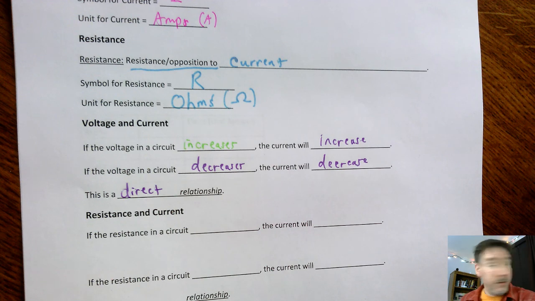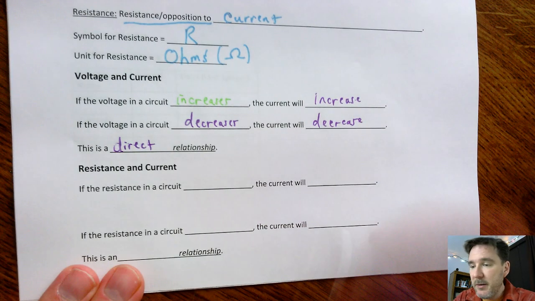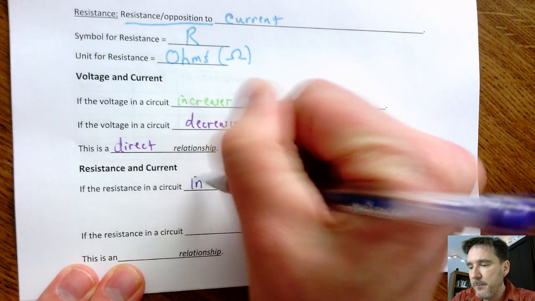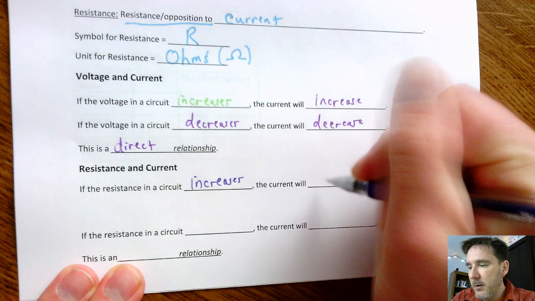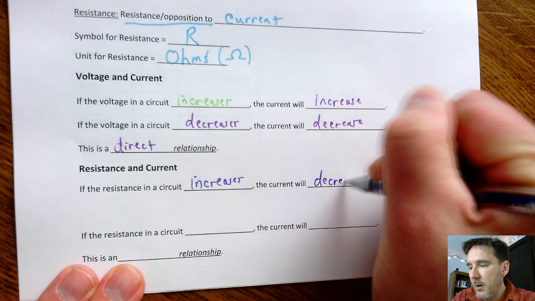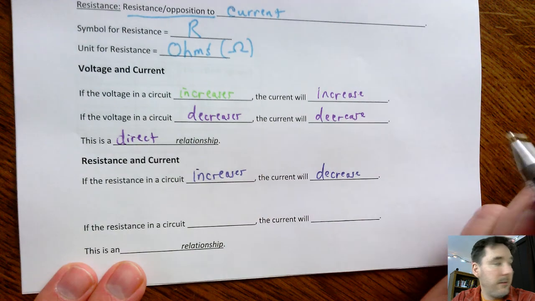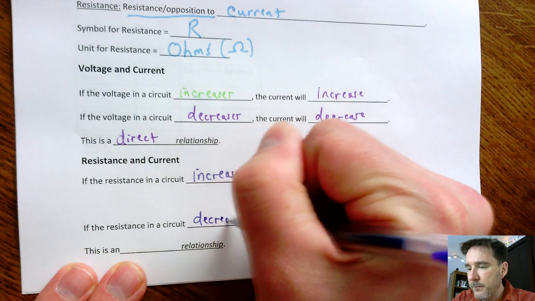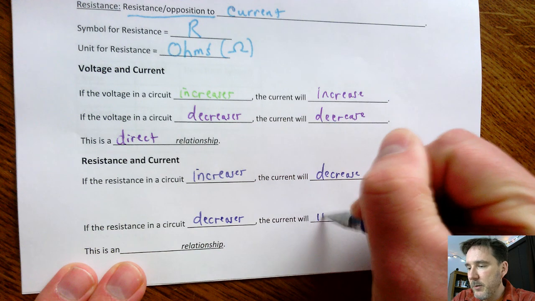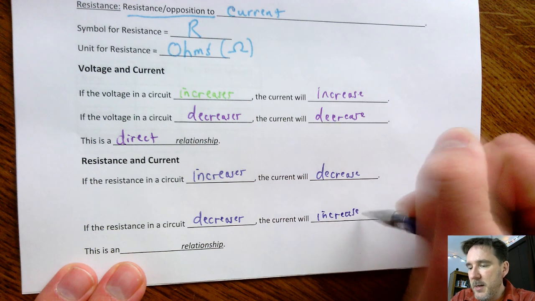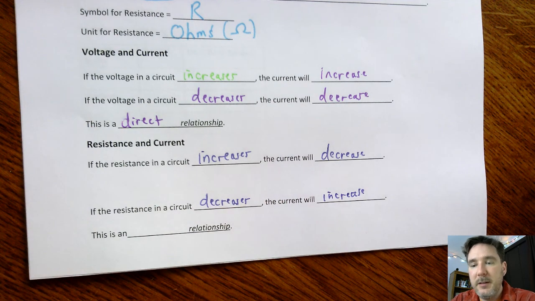So resistance and current. Again, this is a little bit different down here. So for resistance and current, if the resistance increases, then the current will decrease. In other words, if you get more resistance, you're going to have less current. If the resistance in a circuit decreases, then the current is going to increase. If one goes up, the other one goes down, basically. I should say if resistance goes up, the current is going to go down. It doesn't go both ways.